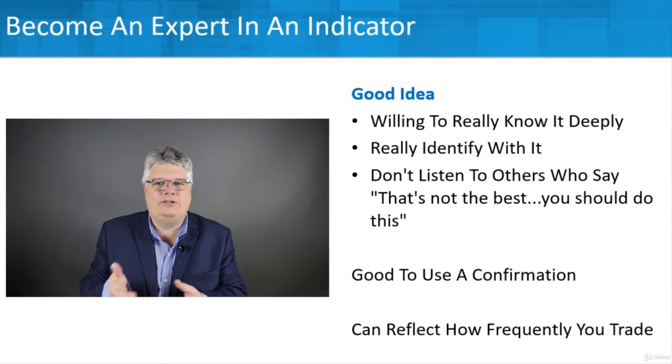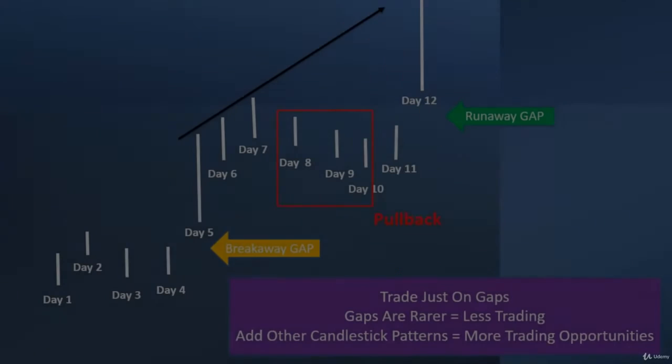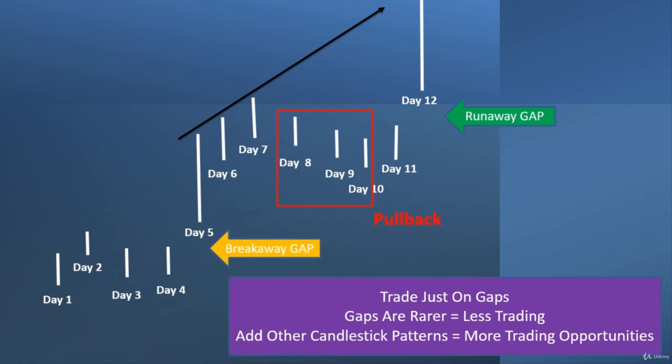Let's look at a couple of examples of that to reinforce it. As you remember from the lesson on gaps, we have breakaway gaps, pullbacks, runaway gaps. We have all sorts of good stuff in the gap lesson. And some people trade just on gaps. Now, the thing with trading on gaps is that gaps are rare, so that would equal less trading. If you want to be a more frequent trader, or trade a smaller group of securities as opposed to a larger group, you might not see the opportunities as much. Though when you do see them, they're great opportunities. It's just that gaps by their nature are rare.